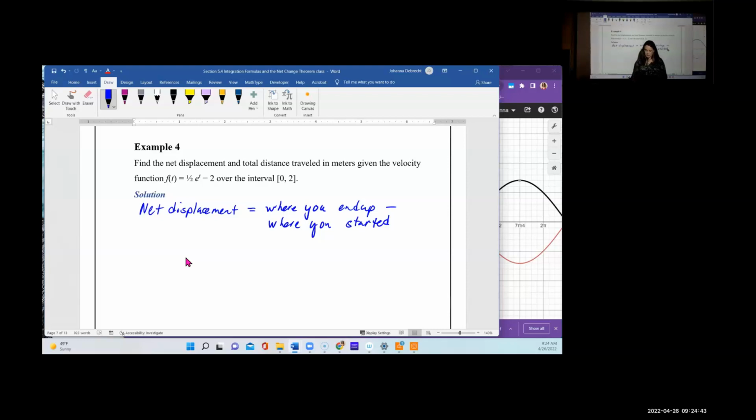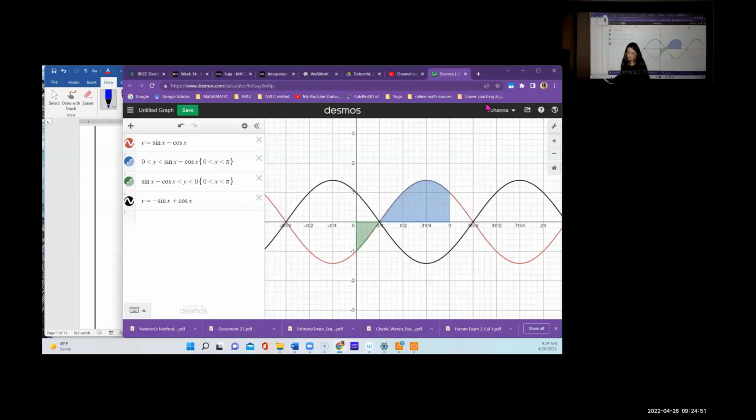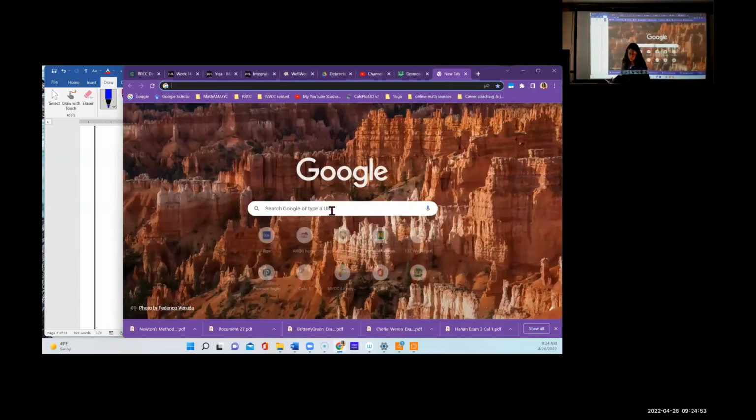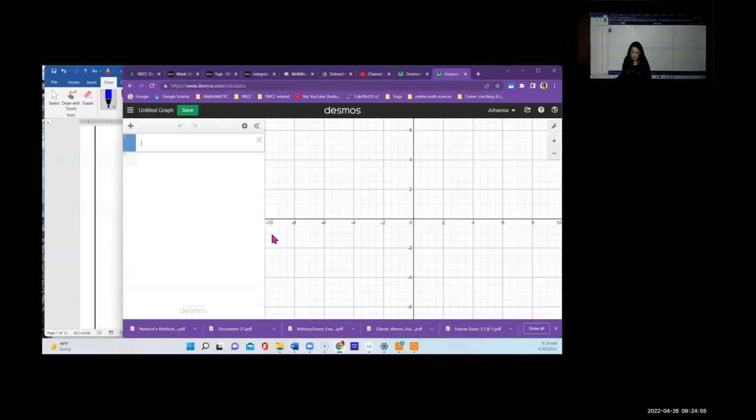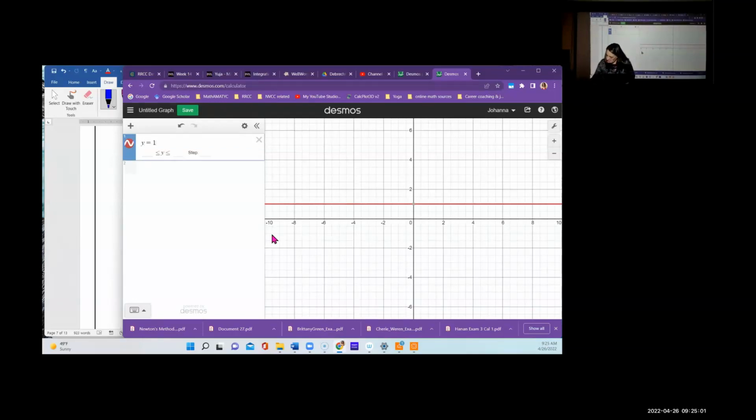So what we want to think about first is, what does this particular graph look like? We have 1/2 e to the t minus 2. You can come to Desmos or you can sketch the graph by hand. Either way, y equals 1/2 e to the x minus 2.